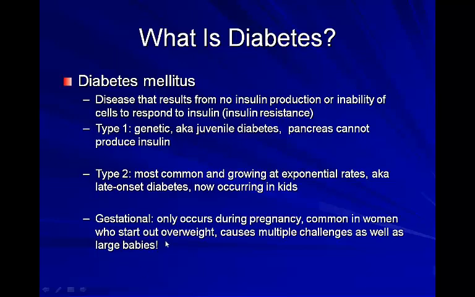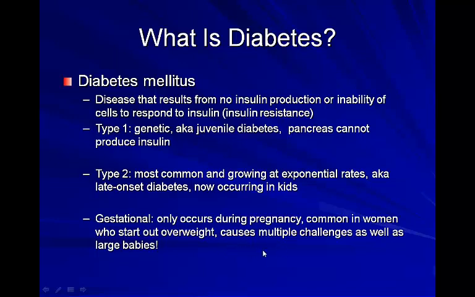Gestational diabetes. Gestational diabetes only occurs during pregnancy. It's more common in women who start out overweight or who have already had a previous pregnancy with a large baby. And again, it can cause multiple challenges as well as very large babies. If this isn't managed well, if you're not able to regulate your sugars, they cross the pancreas and that baby just gobbles them up and grows like a mad child.